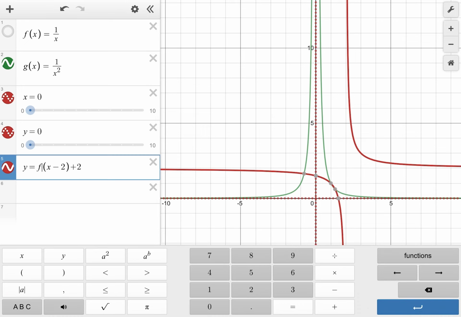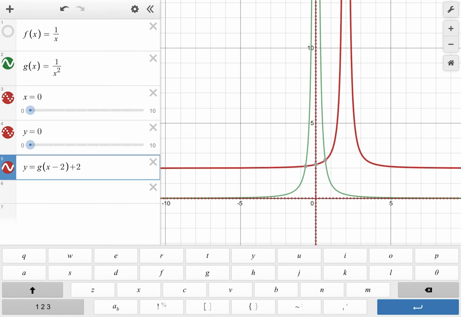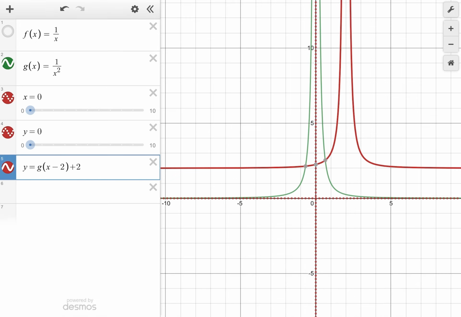Ooh, I made it f of x, but I wanted to make it our reciprocal squared function. No worries. We'll just change it to g of x. There we go. So you can see our new red function here. I just shifted it. And notice too, our vertical and horizontal asymptotes don't match anymore. They don't match anymore, but that's okay. We can do that. So I shifted vertically my distance up of 2.